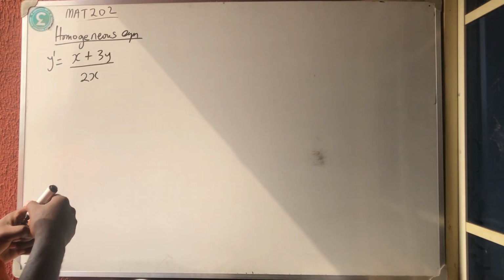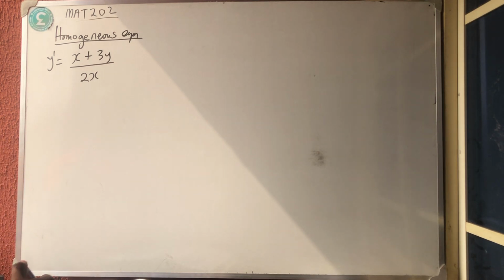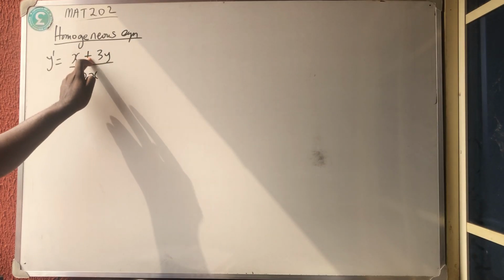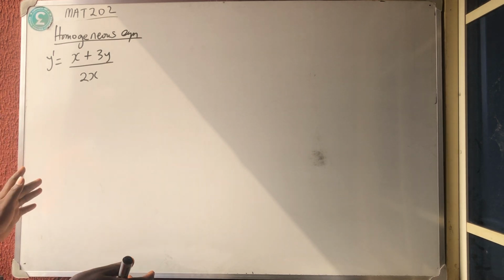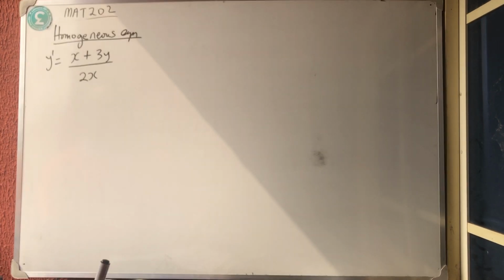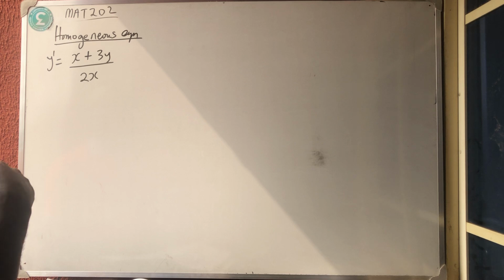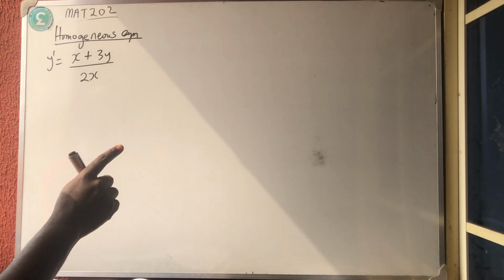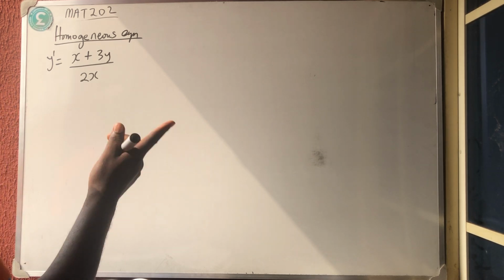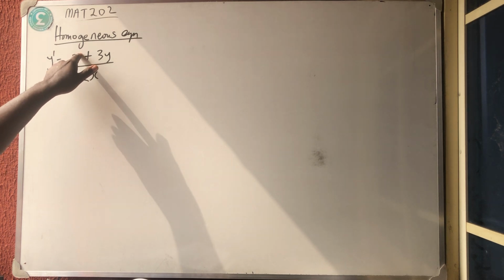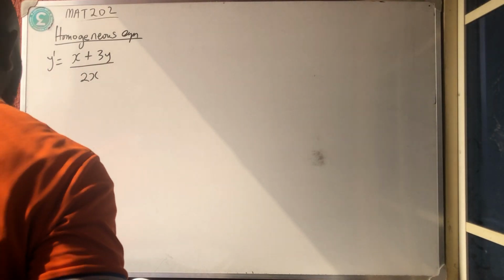Now, the first thing you check is whether x and y are being separated with either addition or subtraction. Once they are separated with addition or subtraction, like this one, it is no longer separable. So you now check if it is homogeneous. How do you check? The power of the independent variable and the dependent variable must be the same everywhere. So the power here is 1, the power here is 1, and the power here is 1. So this is a homogeneous equation.